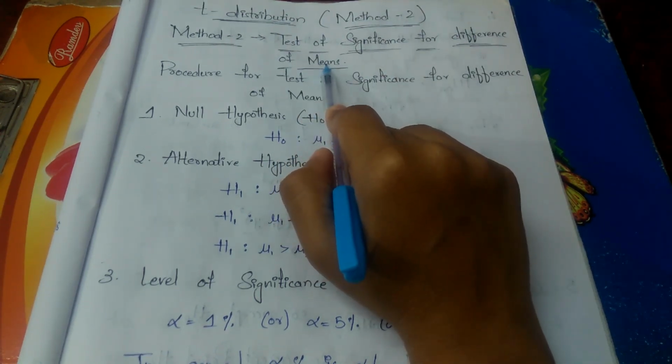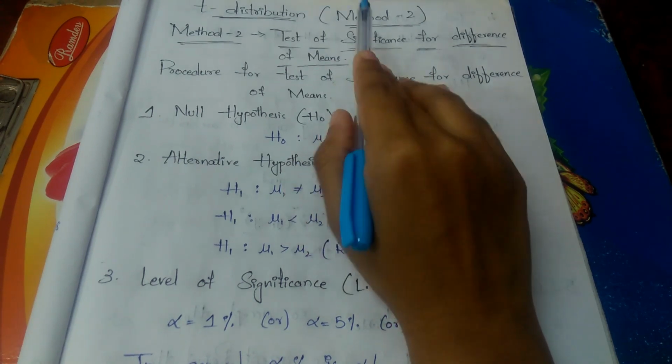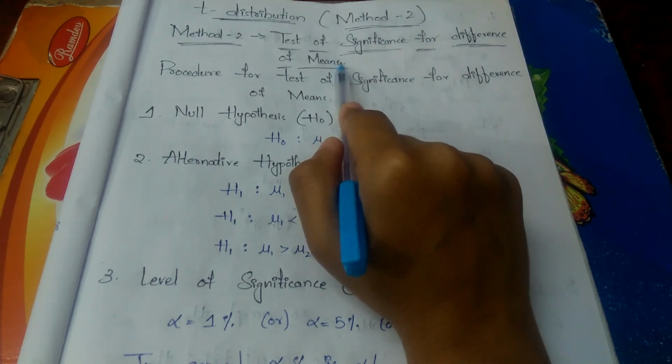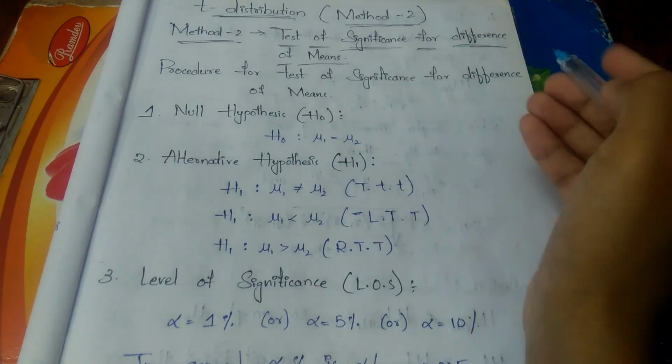In method 1 we saw only one normal population, where that normal population has n sample size, x bar is the mean, and sigma is the standard deviation, because we are having only one normal population. But in method 2 we will have two normal populations, where each normal population has n samples, x bar, mu and standard deviation.